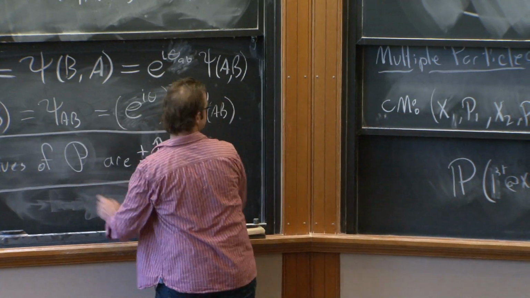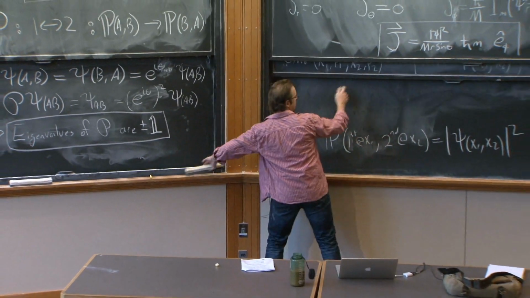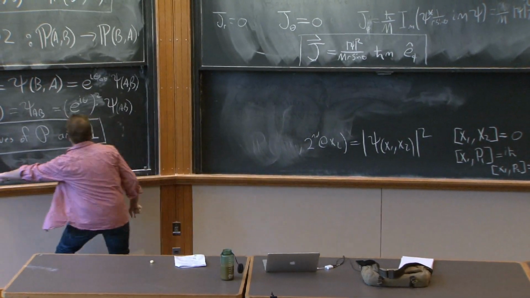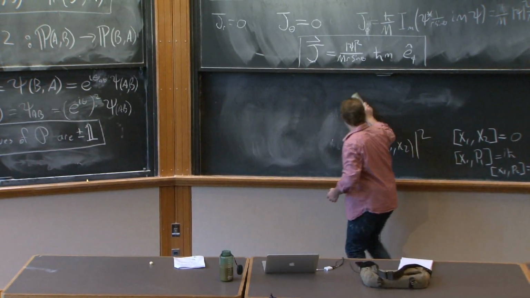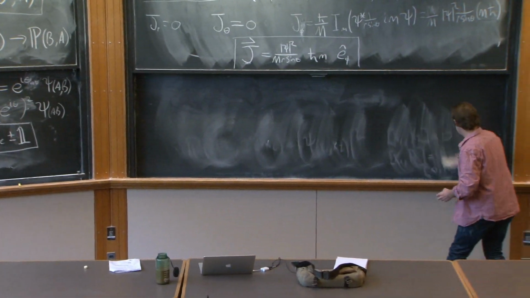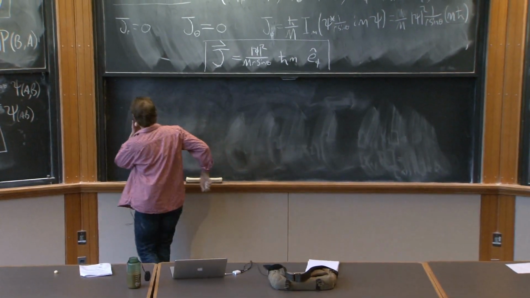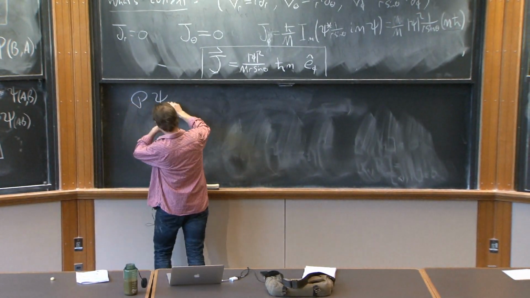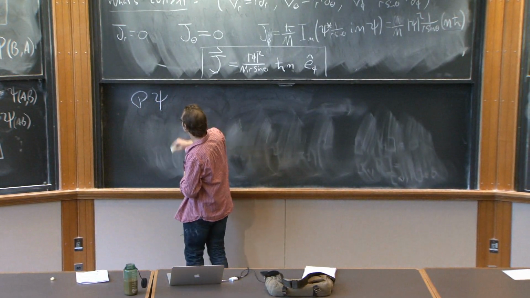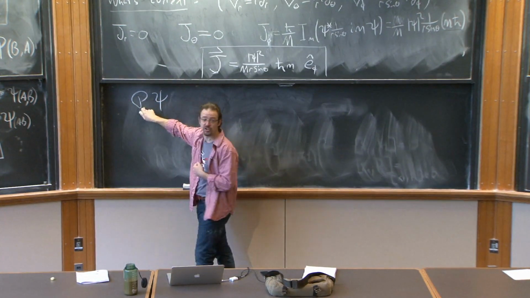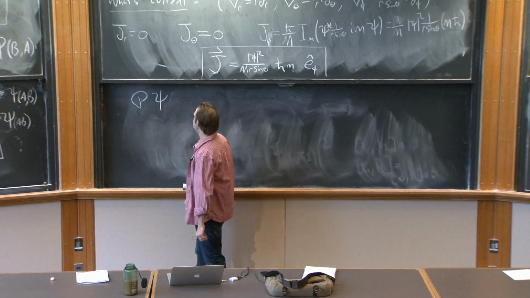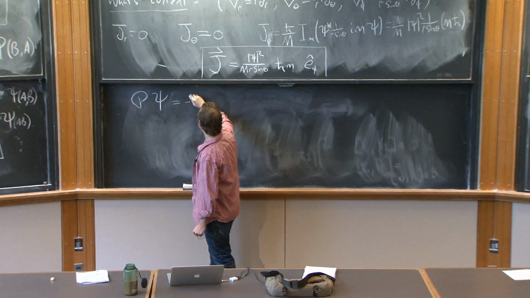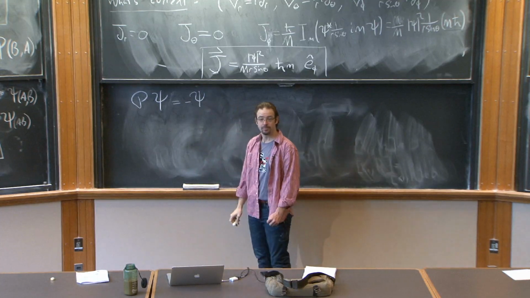Good. Okay, so let's check this quickly. So the question is, how can it be minus 1? That would seem to violate our calculation. So what this is saying is that if we take P on psi, let psi be an eigenfunction of P. If psi is an eigenfunction of P with eigenvalue minus 1, then P on psi is equal to minus psi. Yeah?